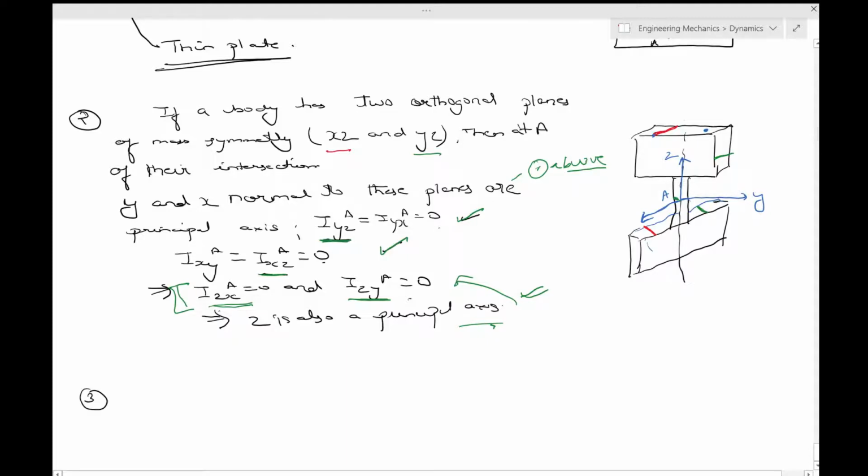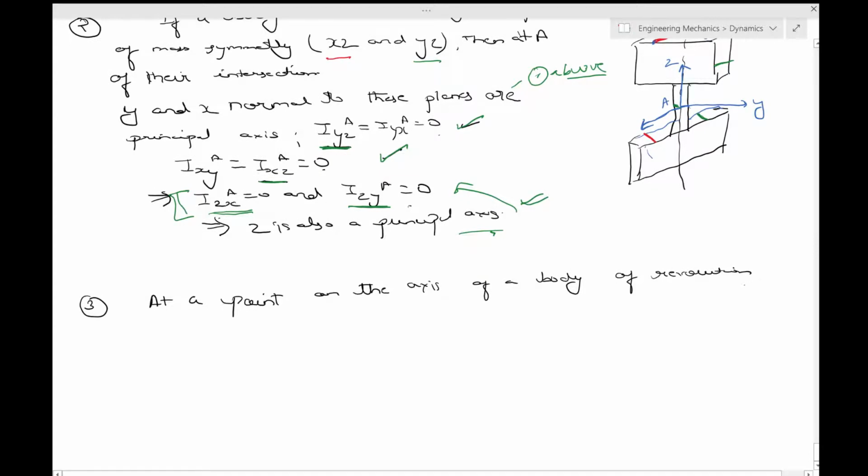Now the third case: at a point on the axis of a body of revolution, the axis of revolution and any line normal to it are principal axes.